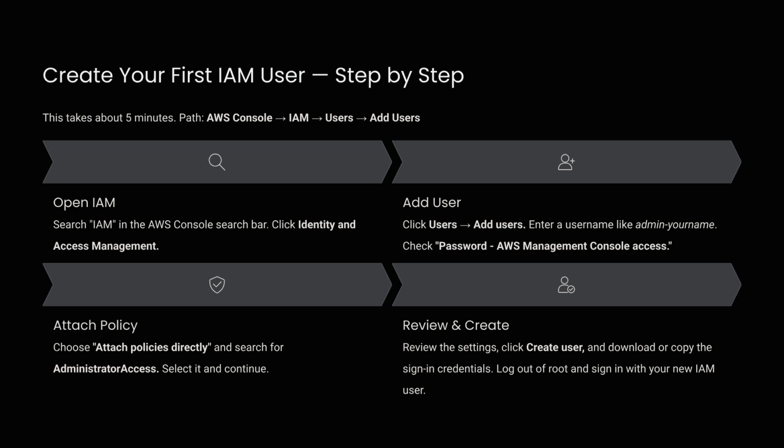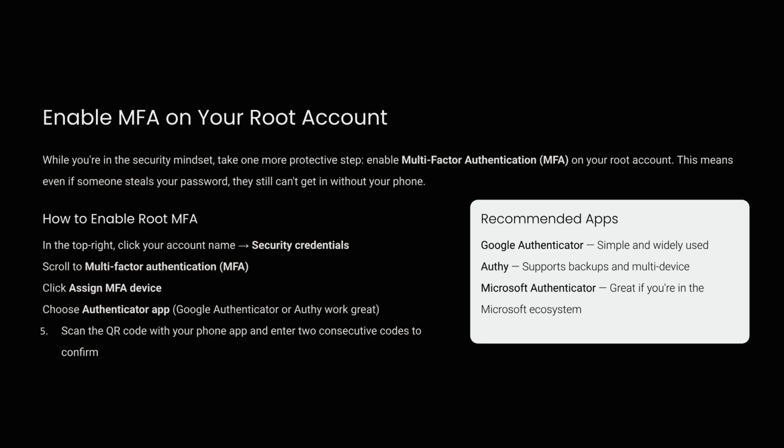Search for IAM in the console. Click Users, then Add Users. Give it a username and check Password, AWS Management Console access. While in the security mindset, enable multi-factor authentication, or MFA, on your root account. This ensures nobody can log in, even if they steal your password. Use an authenticator app like Authy or Google Authenticator.